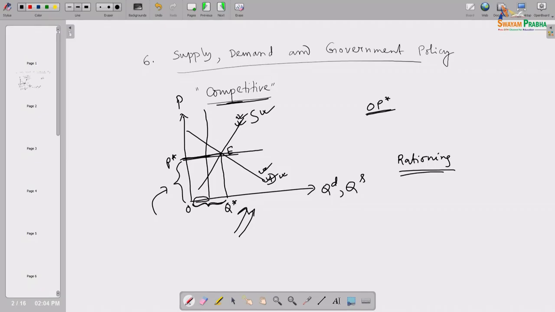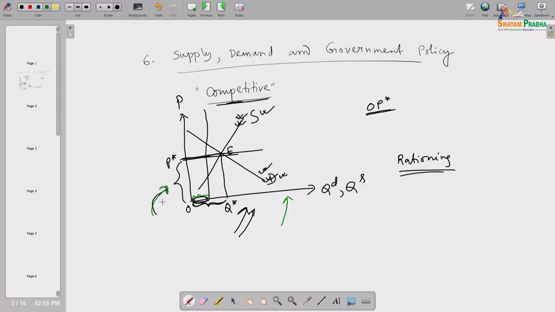So suppose government is telling that not more than this amount, say green color, not more than this amount of petroleum will be allowed to be transacted into the market. So through some kind of rationing mechanism or some sort of quantity restriction mechanism, government can intervene into the market through the quantity side. Government can intervene into the price side also, say maybe through taxation or imposing some legal upper bound or lower bound on price, right?